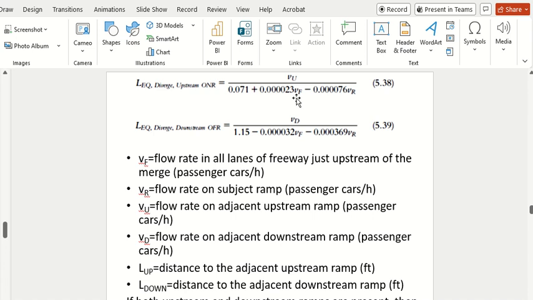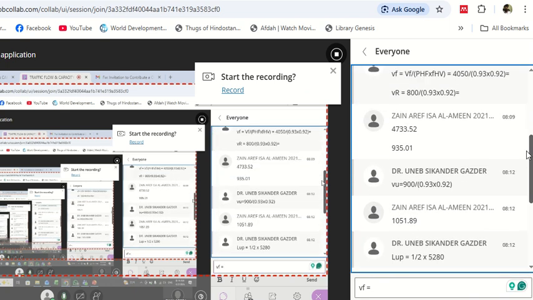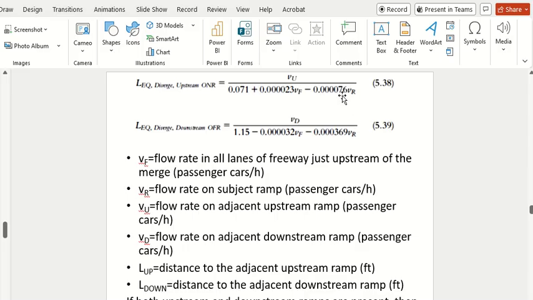Okay, so we need the flow rate for the freeway. What we calculated was without the ramp. So what I did here was I subtracted and then I calculated. We will add these together to get the full flow of the freeway. This is what we need here, the full flow.